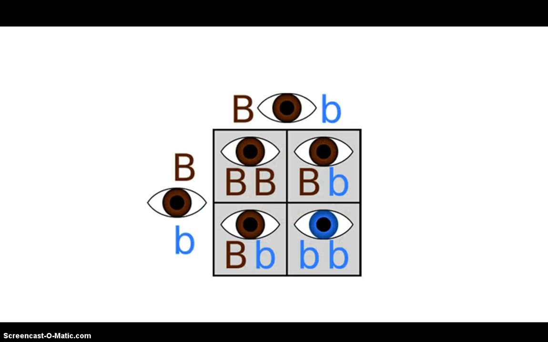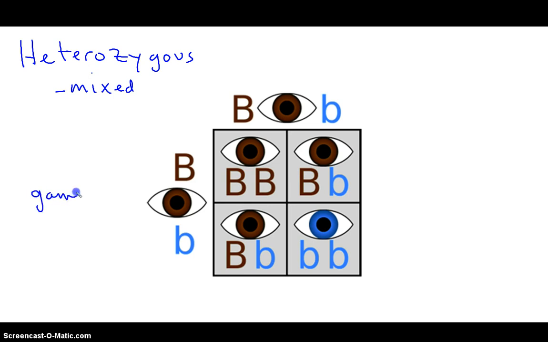Okay, so here's an example with a cross. Heterozygous, let's try this again. If we do a heterozygous cross, which means mixed, someone with brown eyes that's heterozygous, the gametes they could produce could be big B or little b. Same thing over here, the gametes of the second individual could be big B or little b.